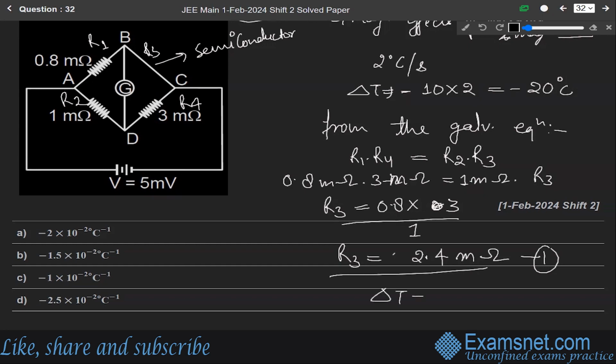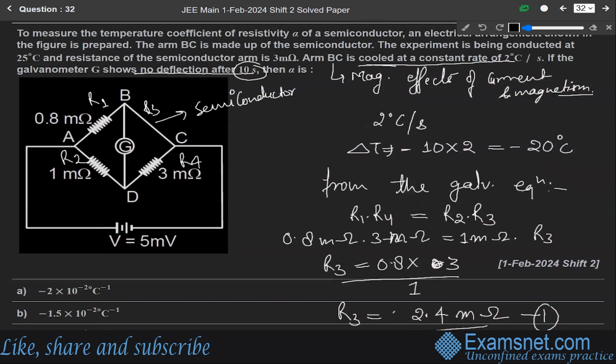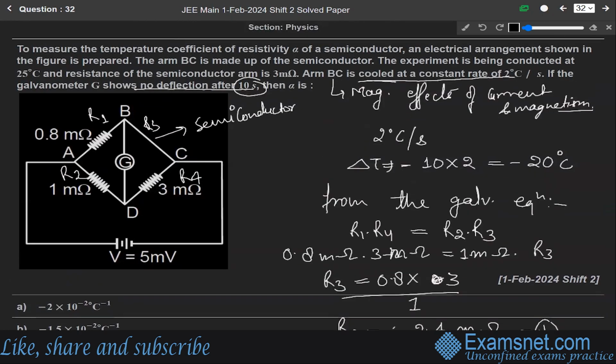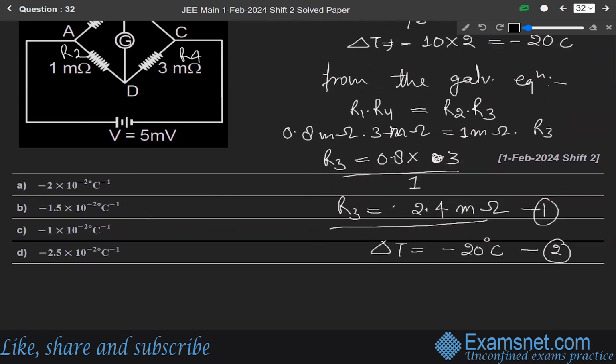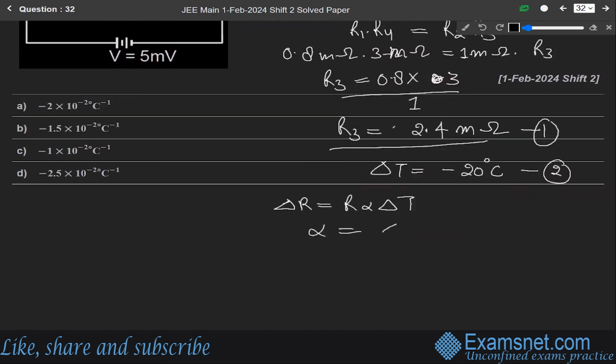Delta T, we calculated delta T as 20 minus 20 degrees Celsius. This is equation 2. Now we have to find the value of alpha. There is an equation for this: delta R equals R alpha delta T. So alpha will be equal to delta R over R into delta T.